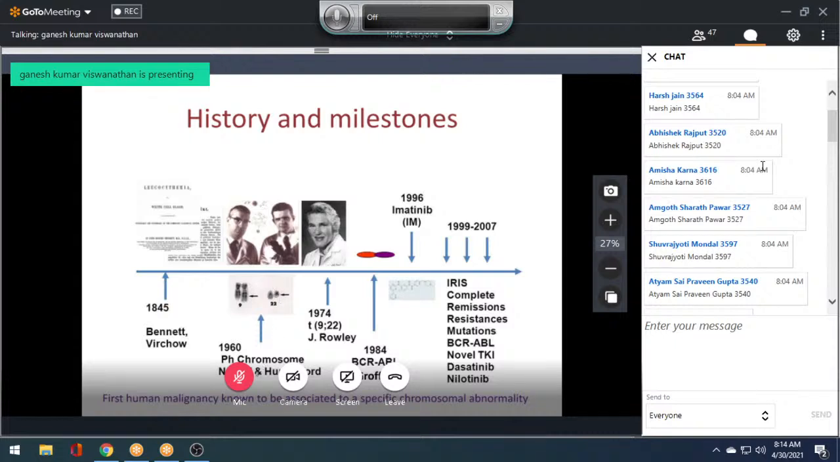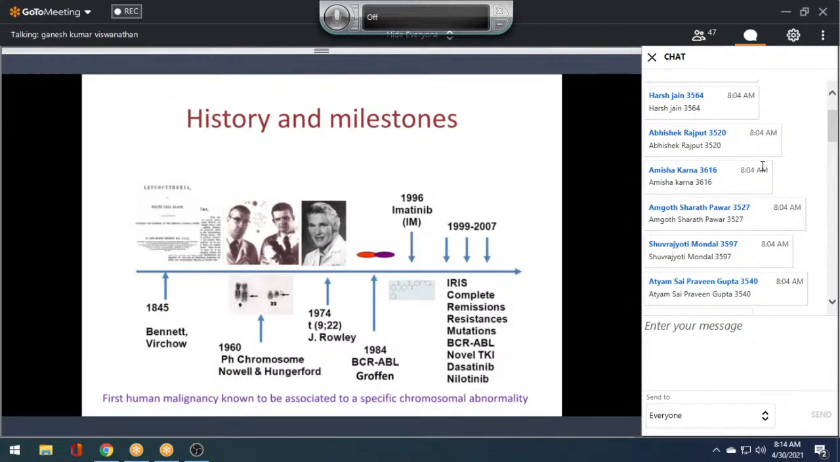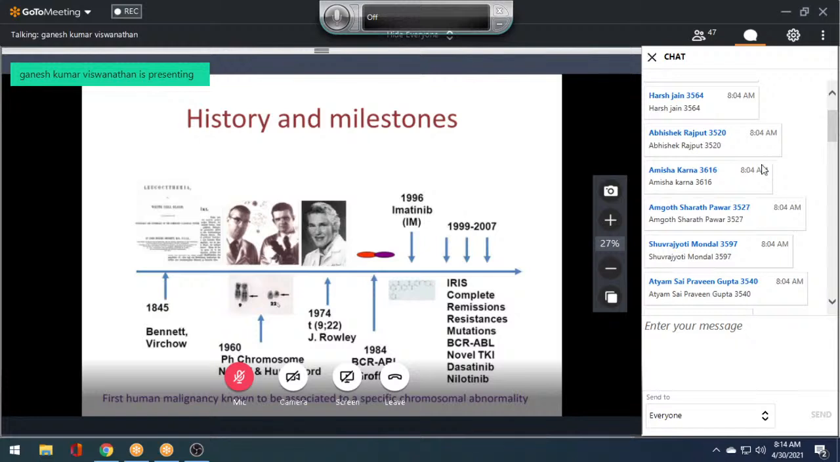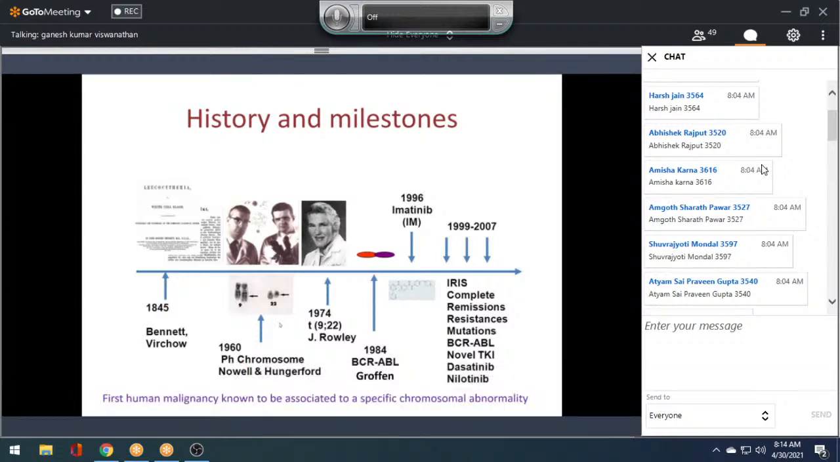These two scientists, Nowell and Hungerford, observed that the small chromosome 22 is frequently observed in CML patients. This was described at the University of Pennsylvania, Philadelphia, so it was named as Ph or Philadelphia chromosome. The cause was not known. They just observed that there's a small chromosome. So it was in 1974 that Janet Rowley understood why this happened. She described that this occurred because of translocation between chromosome 9 and 22.